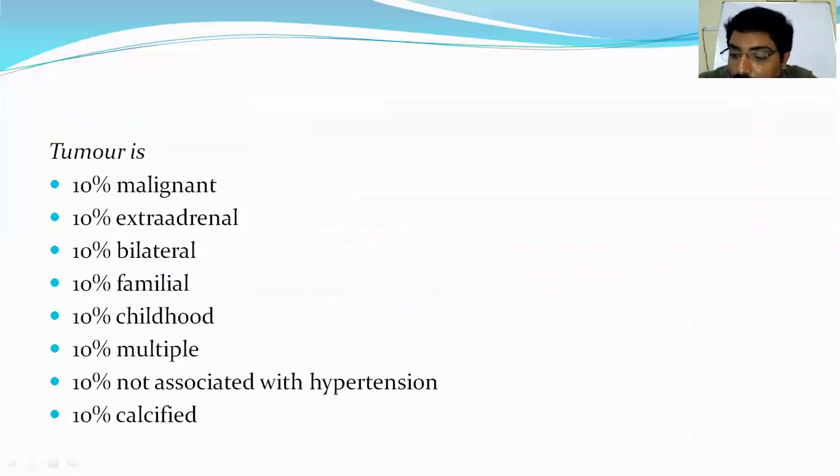And here one triad is also present, the classical triad for pheochromocytoma. Three features: headache, palpitations, and diaphoresis. What is diaphoresis? Excessive sweating. This is headache, palpitations, and diaphoresis, the classical triad for pheochromocytoma, and the rule of 10.